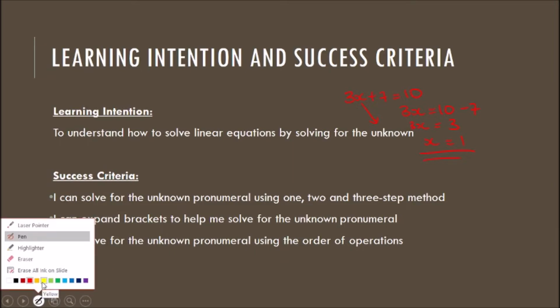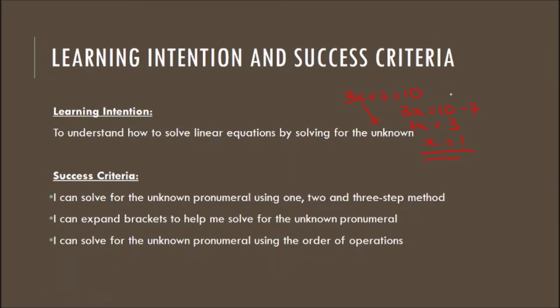And I'm just going to change the color to yellow perhaps, yeah, it's much better. So today's success criteria, you need to be able to solve for the unknown pronumeral using the 1-step, 2-step and 3-step method. Now those are year 8 content that we've actually learnt. So if you do need some touching up on it, please let your teacher know.